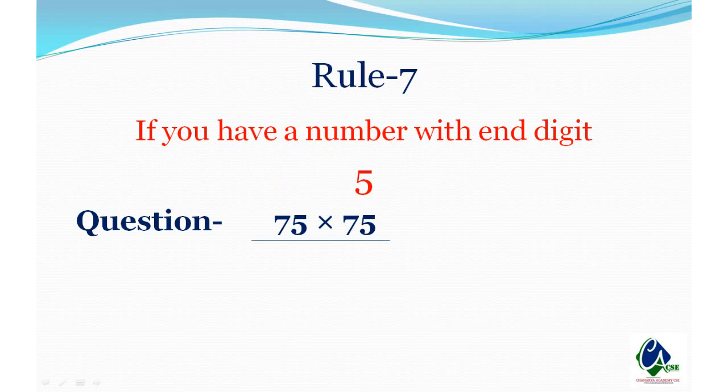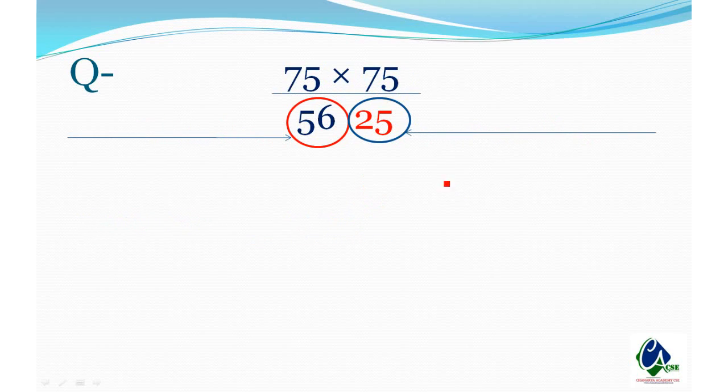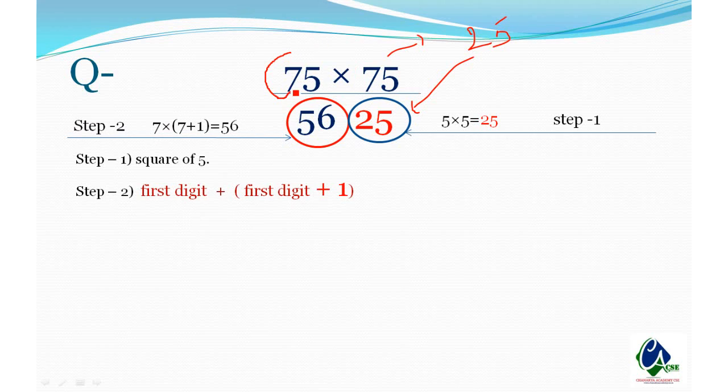If you have a number with the end digit 5 like 25, 35, 45, 55, 65, 115, 125, there are lots of numbers that end with a 5. See this, if you are going to calculate the square of 75, our first step is simple: write down the square of 5, that is 25. Simply write it down here, and the next step is to multiply this 7, the tens digit, with 1 more. Add a 1 to this digit, you will get 8.